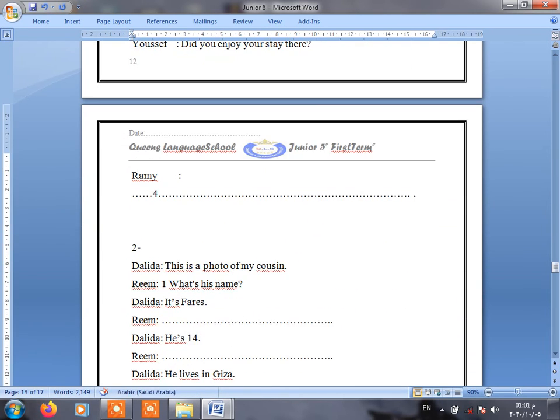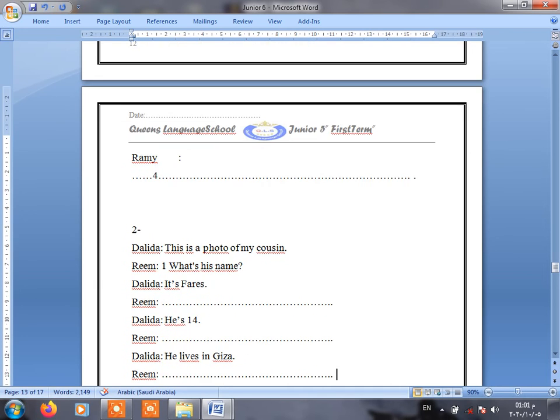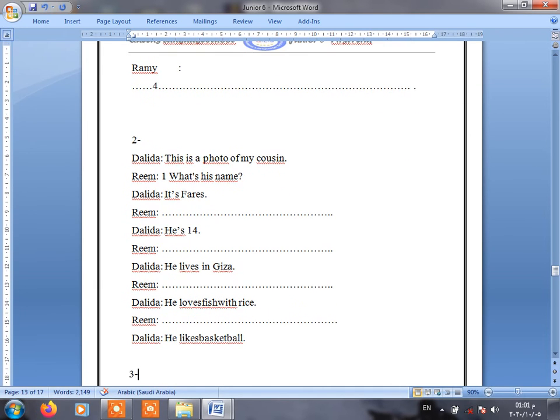So here's the dialogue between Dalida and Dream. So let's read the whole dialogue first. This is a photo of my cousin. What's his name? It's Faris. And then here we have a question mark but it's not written. So dots. Dalida, he is 14. Okay, and another dots, and here's also question mark. He lives in Giza, and here we have another question, which his answer is he loves fish with rice, and the final question, he likes basketball.